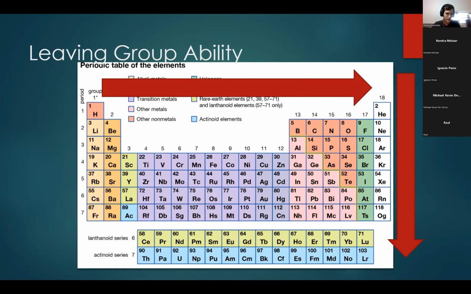As to why, this was earlier. I'm just saying it again. Down to the right, leaving group ability. Before I go any further, as leaving group ability increases, the rate of reaction also increases. Okay. SN1, SN2, E1, E2. Increasing leaving group ability, increasing rate of reaction.